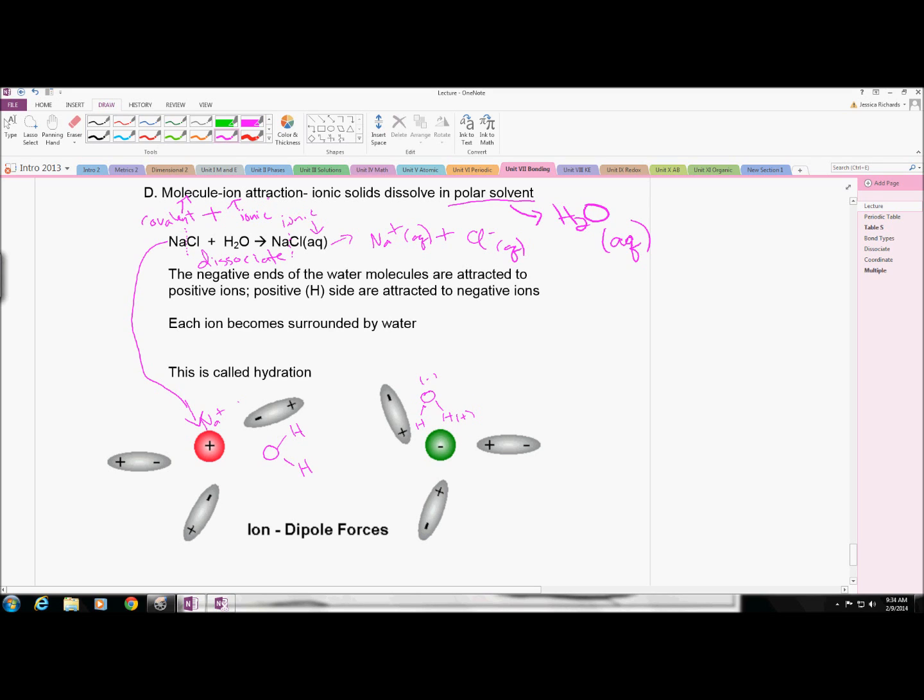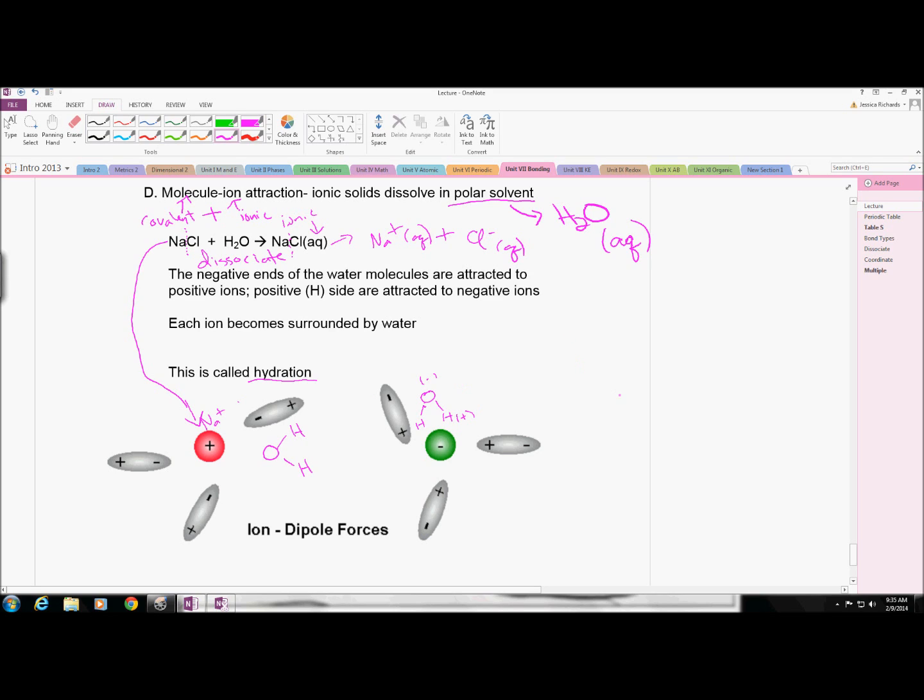This molecule-ion attraction explains why ionic compounds can only dissolve in polar solvents. If you put them into a nonpolar solvent, there's no force of attraction greater than the attraction between the positive ion and the negative ion, so they stay hooked together and just stay solid particles. So an ionic compound will not dissolve in a nonpolar solvent, only in polar. When we use water as our solvent and they get surrounded by waters, they call it hydration.